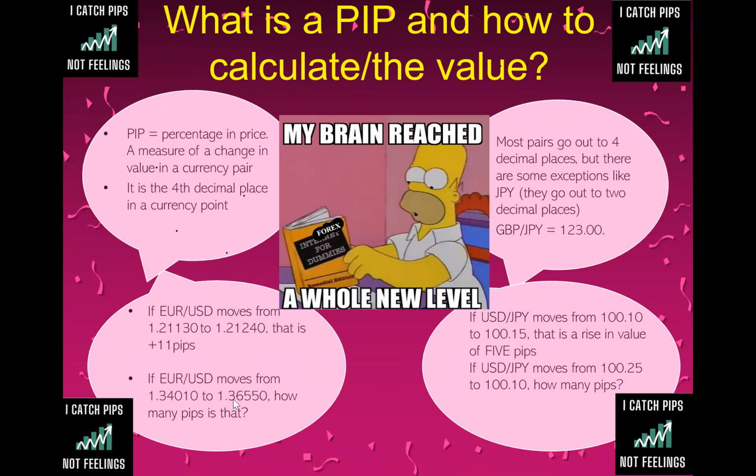The answer is 254 pips. Why is it 254 pips? As I mentioned, after the decimal point, you take the first 4 digits and you take away the first 4 digits of the other price. So if it's going from low to high, you're doing high minus low. And if it's going from high to low, you're doing low minus high, if that makes sense.